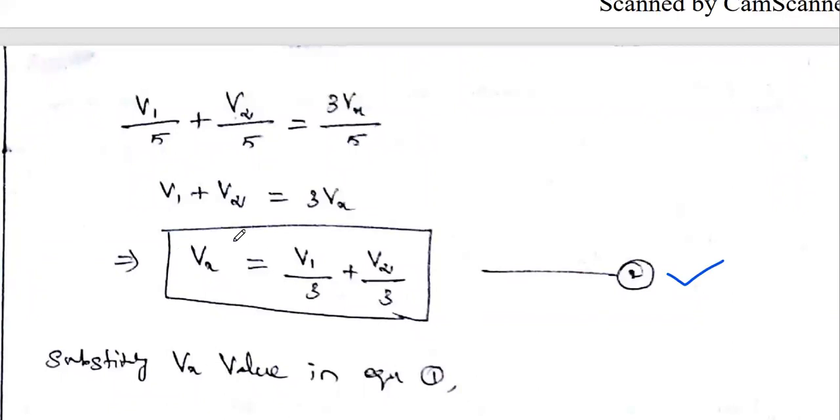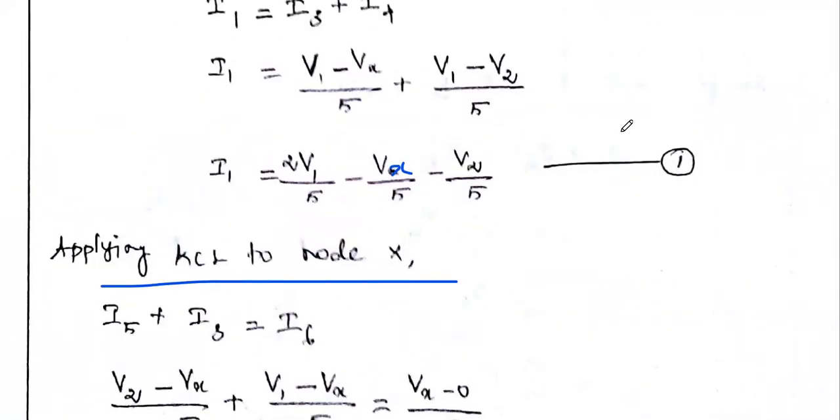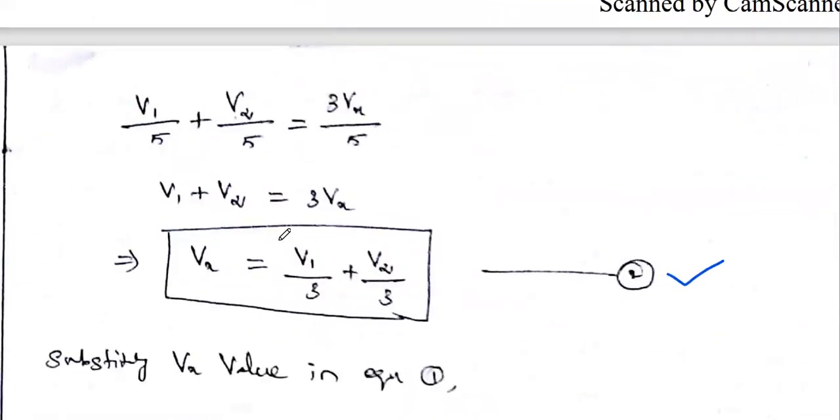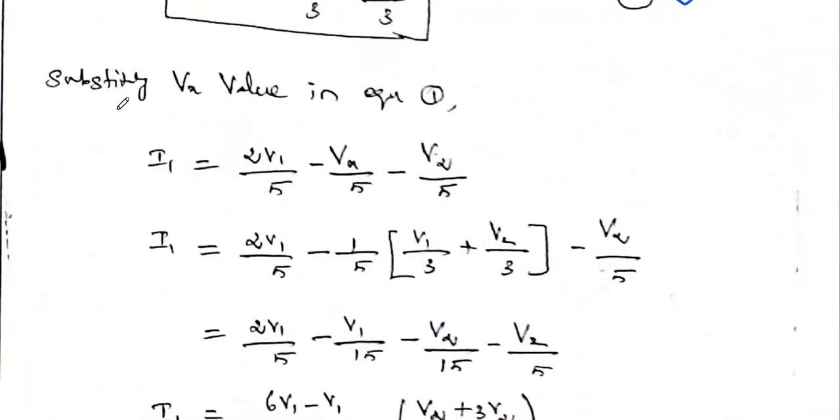Then we have to substitute this Vx value in our equation number 1 in order to eliminate the second term. Since we want to find out the y parameter, we need the I1 equation as a function of only V1 and V2. We don't want Vx. That's why we have to substitute this Vx in terms of V1, V2 in equation number 1. So that is the next step. Substitute Vx value in equation number 1.